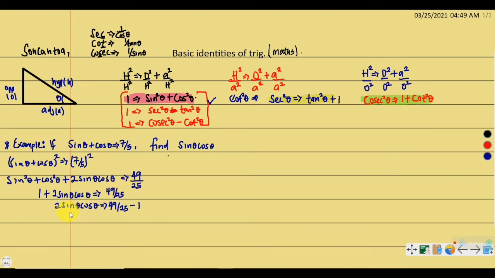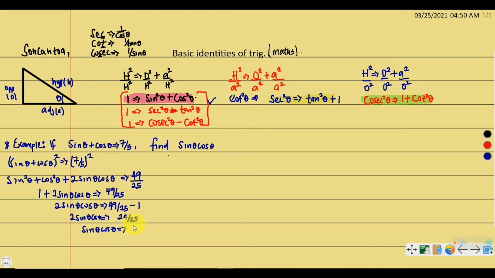So here, what you do is you have 2 sine theta cos theta equal to that. Then this should give you, this is like saying the LCM is 25, 49 minus 25 is 24 by 25. That is the value of 2 sine theta cos theta. I don't want you guys to have issues with all this. That is why I'm taking it very simple, slow, and steady. So now directly, you can make sine theta cos theta the subject.